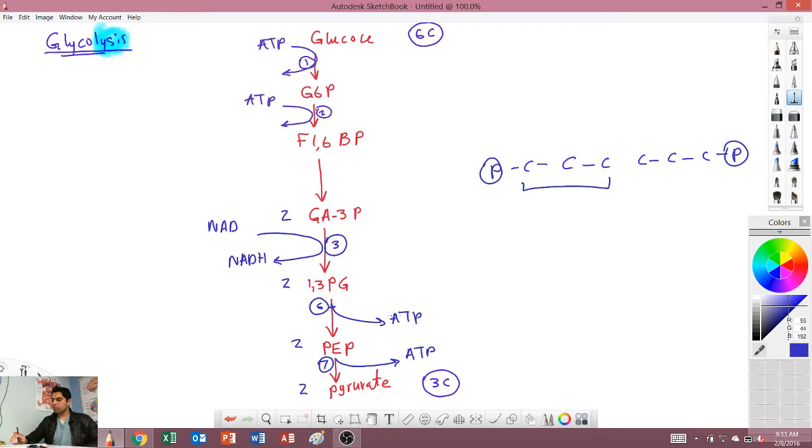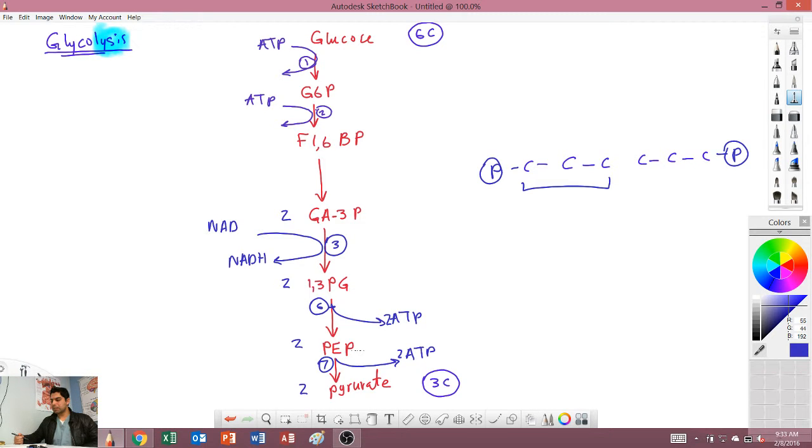At the end of the day, we produce 4 ATPs and we use 2 ATPs. The net production is 2 ATPs. Because you have 2 1,3-bisphosphoglycerate and you have 2 phosphoenol pyruvate. If each of them will give you 1 ATP, that means there's 2 of each, so a total of 4 ATPs are produced.